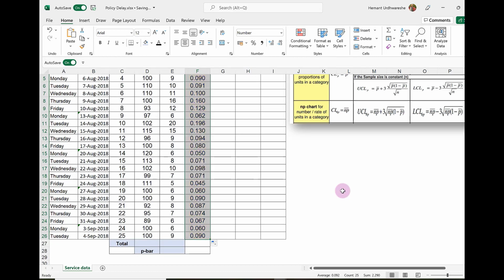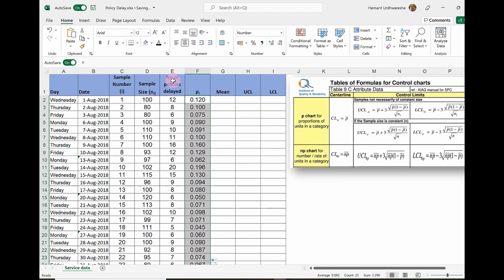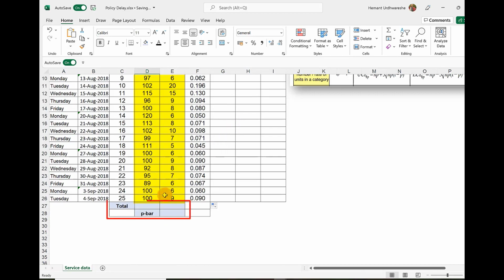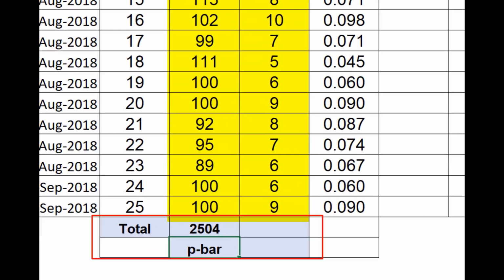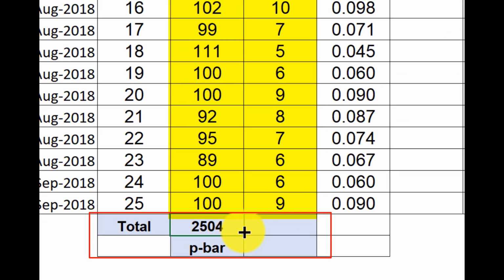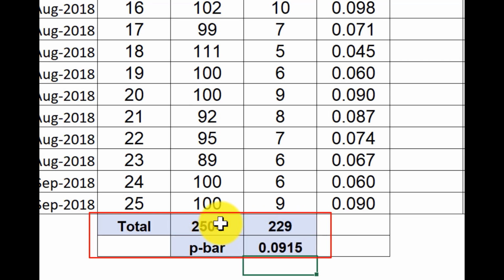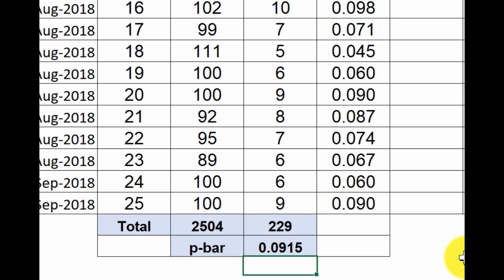Now we have to compare this with the average proportion delayed, and for that we take a total of all the policies delayed and all the sample sizes. So we just click here on summation, or we can even copy this formula. So the P bar would be total number of policies delayed divided by total number of policies processed, which is 0.0915 or 9.15% if you want to say.